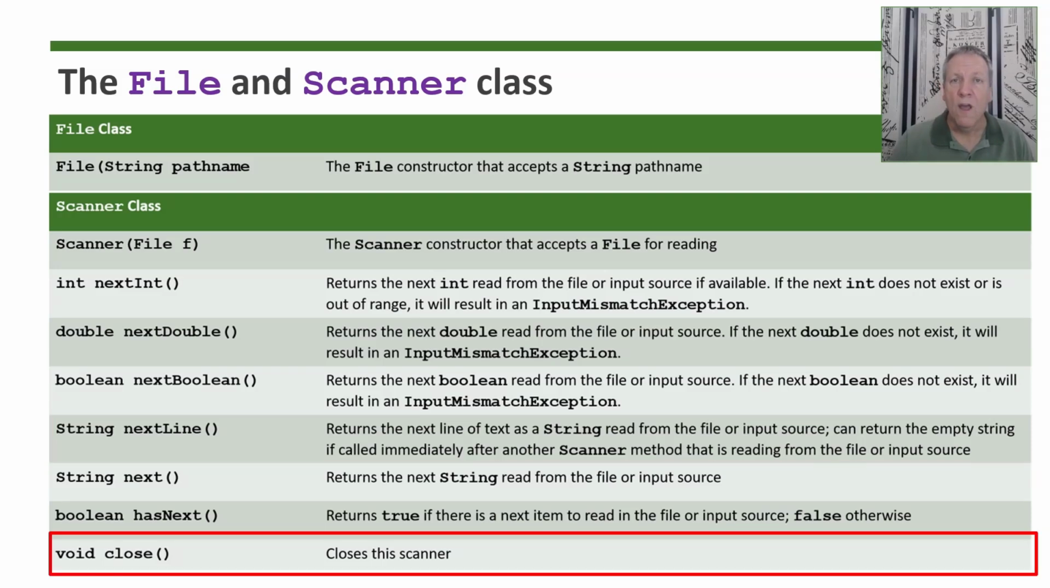So we want to read the entire line from that data file one at a time and then process that string. Finally, there's a close method. Always a good idea to close the scanner after you're done reading from the file. All right, let's look at a code example.